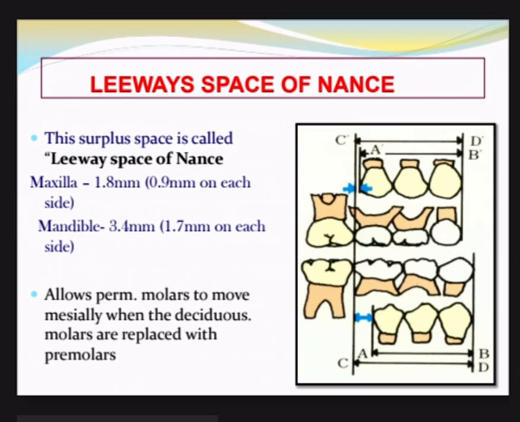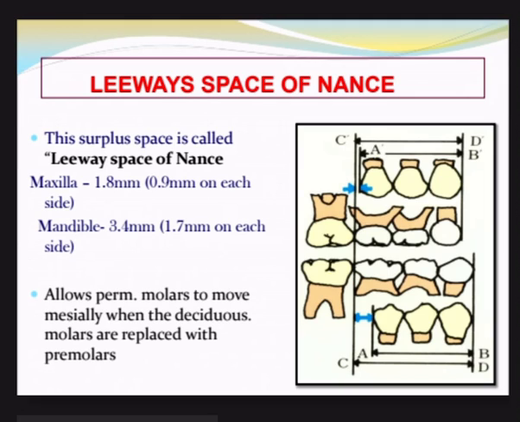If you look at this picture, you will understand that the combined mesiodistal dimension of your primary canine and your primary molars is more than that of your permanent canines and your premolars. Look at the mandible, you will understand much better. That extra which you get in your primary dentition is called leeway. In the mandible, due to this excess mesiodistal dimension, you get 3.4 mm extra, and in the maxilla around 1 mm extra.